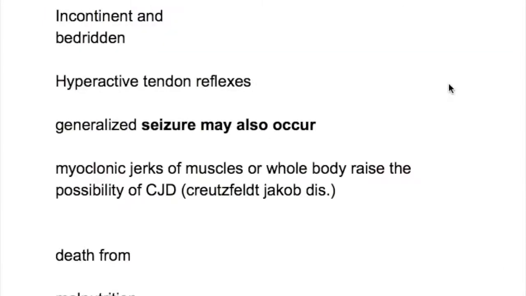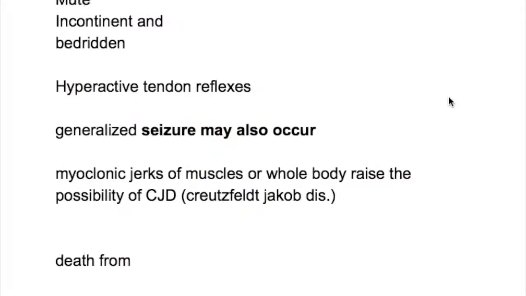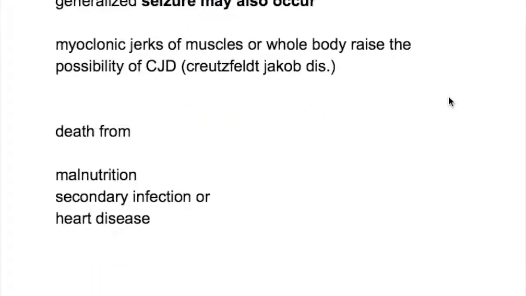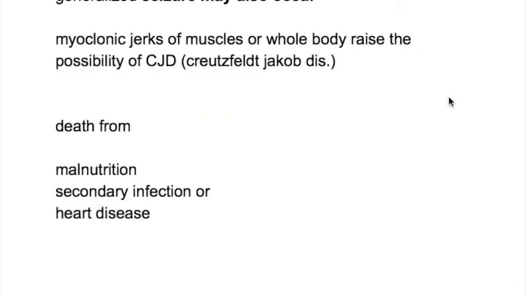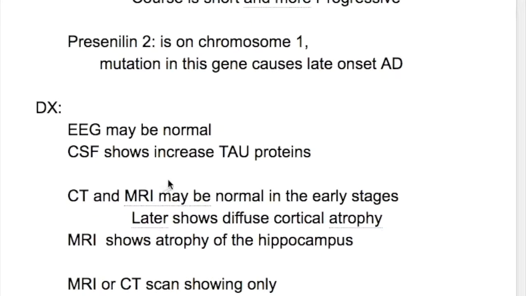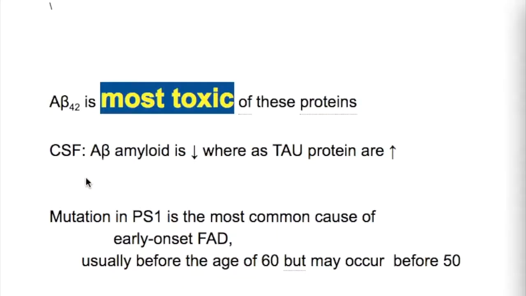End stage Alzheimer's, patient will be rigid, mute, incontinent, and bedridden. Hyperactive tendon reflexes. Generalized seizures may also occur. Myoclonic jerks of muscles or whole body raise the possibility of CJD. Death from malnutrition, secondary infection, or heart disease. Diagnosis of Alzheimer's. EEG may be normal. CSF shows increased tau protein. CSF has A-beta amyloid decreased, whereas tau proteins are increased.